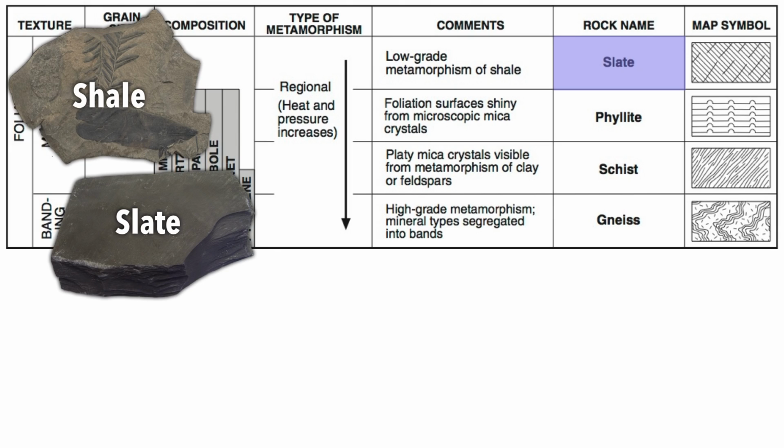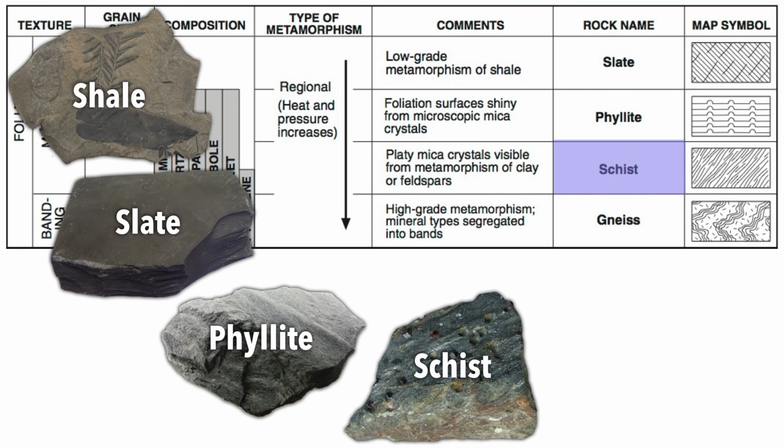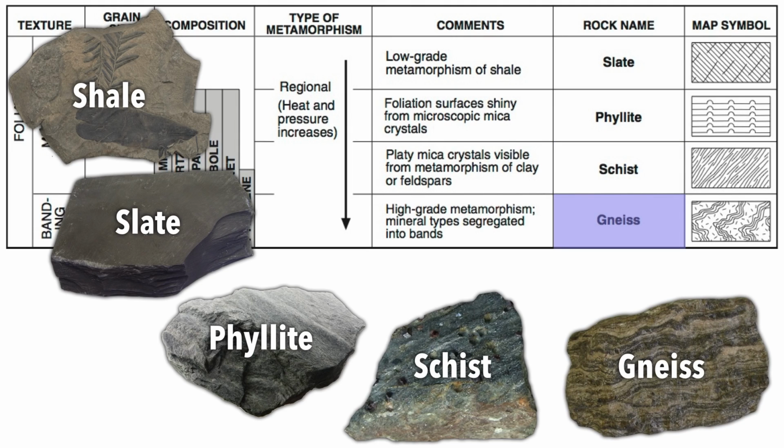Now, if that slate gets pushed deeper underground, it will metamorphose even more and become something known as phyllite. Even more heat and pressure, and we'll get a sample of schist, and even more, and we will get the rock gneiss. Notice the bands in gneiss. That's a very common characteristic.